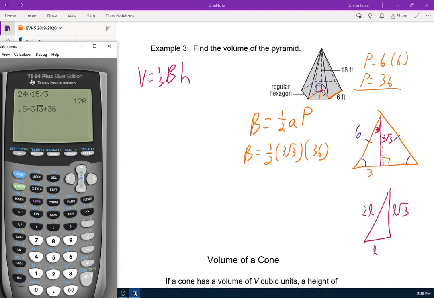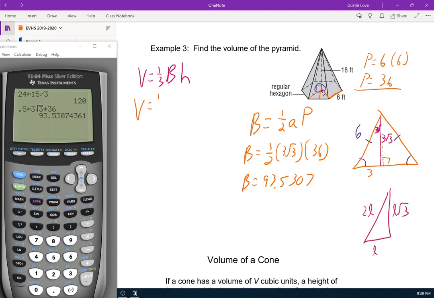Once again, be careful making sure that you press right to get out of the square root bar, that way the 36 is not underneath the square root. So the area of the base here is 93.5307.